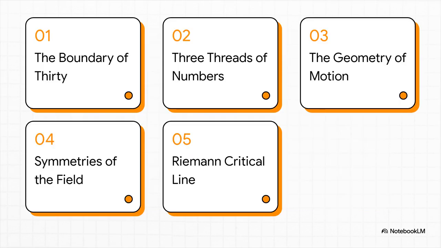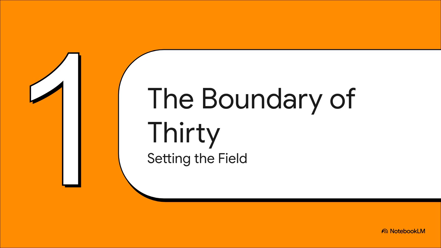So here is our roadmap for today. We'll start with the boundary of 30, then move into the three threads of numbers, check out the geometry of motion, explore the symmetries of the field, and finally we'll wrap up with the Riemann critical line. All right, let's jump right into the first part, the boundary of 30, where we set the field.